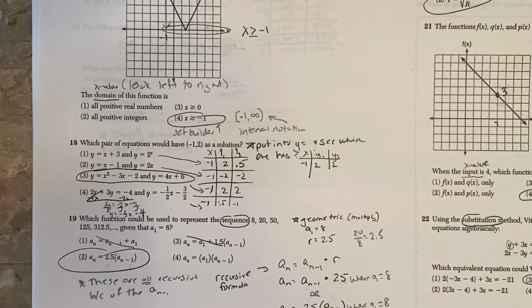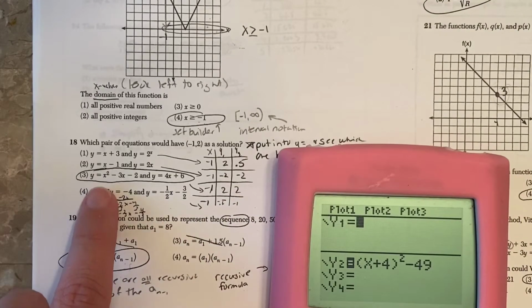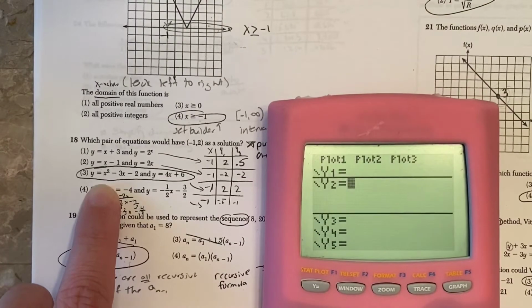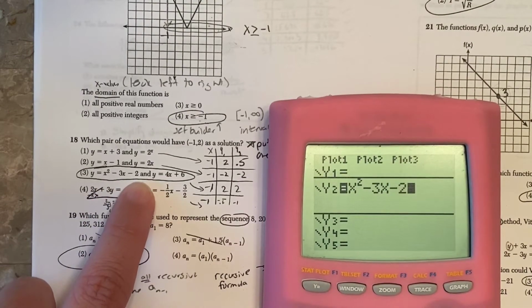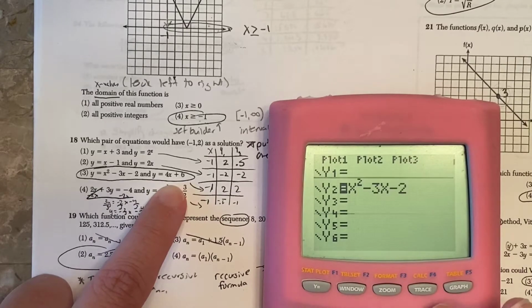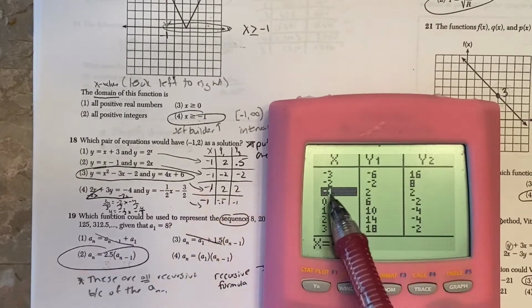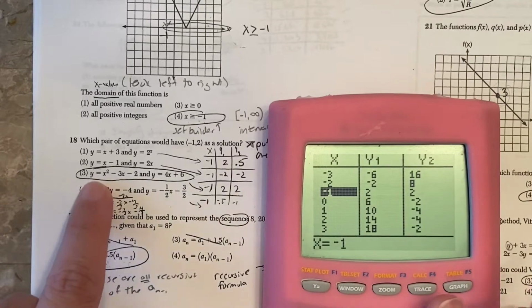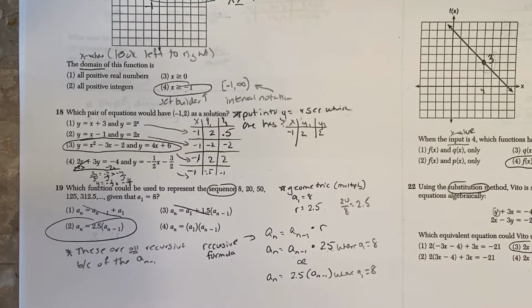Put it right in the calculator and look for where the y1 and the y2 are exactly the same thing. And that would be choice 3. I'll just show you how that works. Okay, for number 3, x squared minus 3x minus 2, and then I keep putting in the wrong one. That's okay. 4x plus 6. We're going to go to the table and for -1, those 2's match, which they do, and that is choice 3.